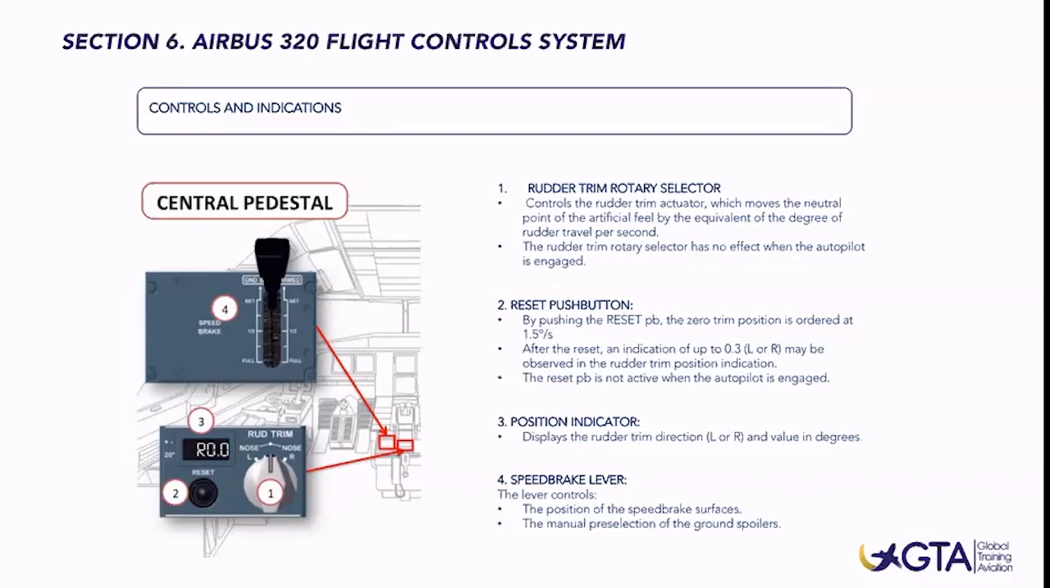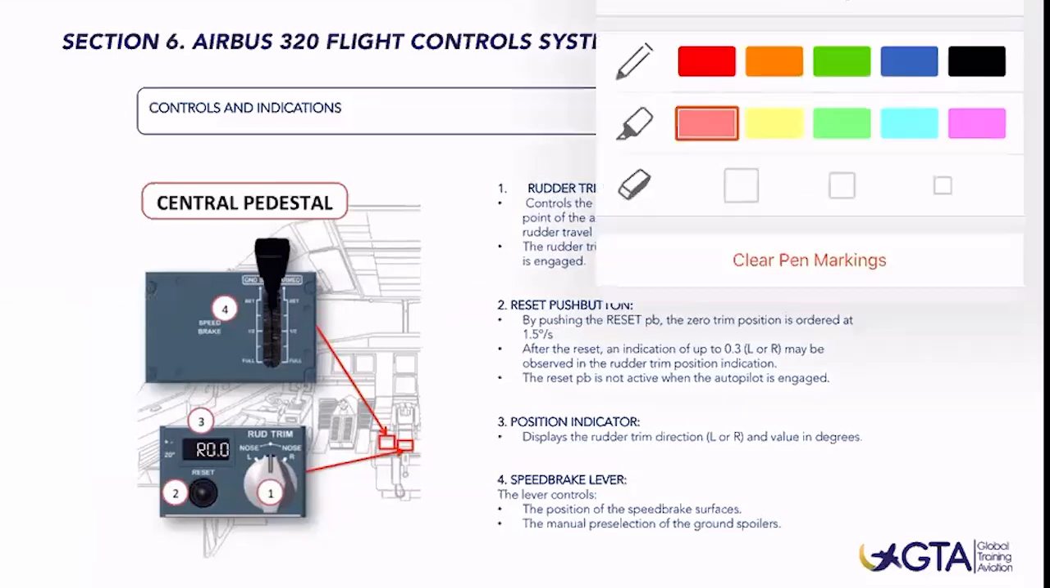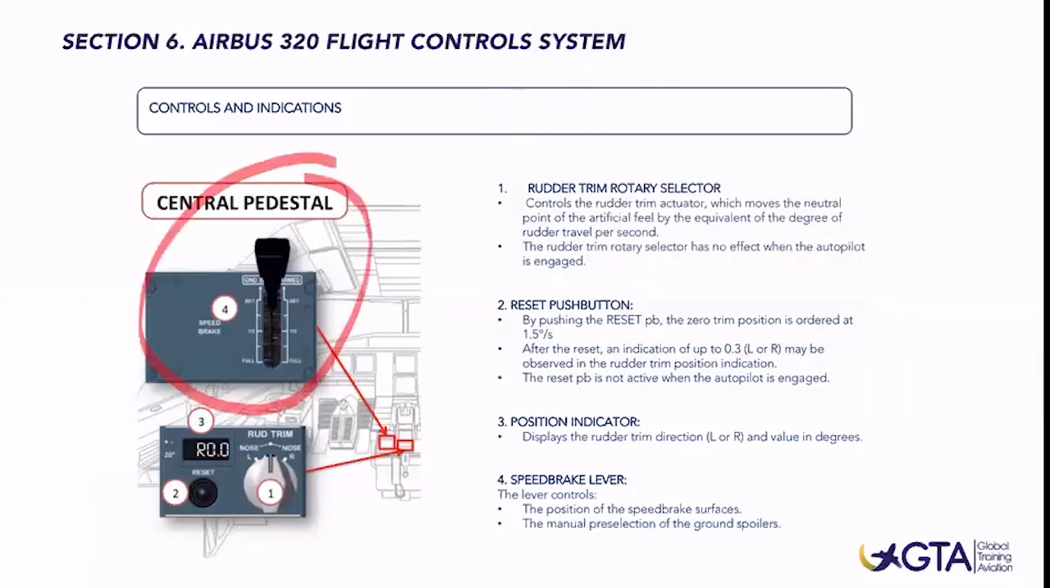How are our indications? Well, the control indications for the pedestal, as we discussed, for the ground spoilers are on the speed brake lever. We have talked about the rudder trim. Remember that we will use this rudder trim in case of engine failure or one engine out go around. Which indications will we have in normal flight with no failures?